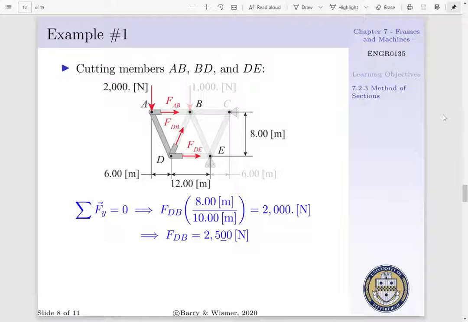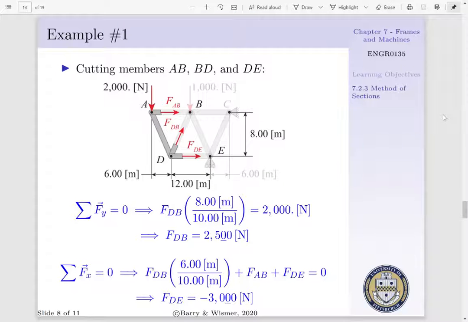Thus, to begin, we'll take the summation of forces in the y direction. We'd have FDB times sine of theta, which is 0.800, and this is equal to applied load of 2,000 newtons. Thus, we find FDB to be equal to 2,500 newtons. Then we can apply the summation of forces in the x direction. FDB times cosine of theta plus FAB plus FDE is equal to 0. Cosine of theta is equal to 0.600. Recall we just solved for FDB and we have FAB. Thus, FDE is equal to minus 3,000 newtons. Recall the negative sign indicates this member is under compression.